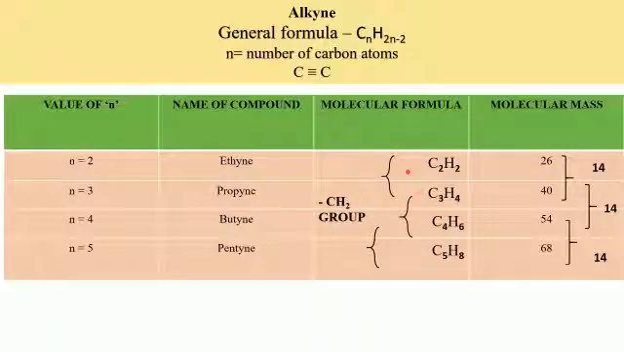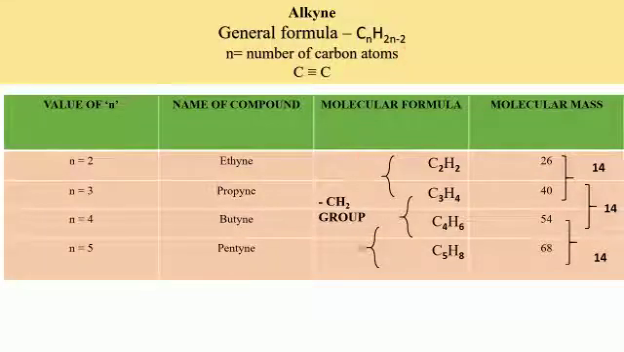Here also you will find that every member, that is any 2 consecutive members, will differ by a CH2 group, and the molecular mass of any 2 consecutive members will differ by 14. So this is observed in case of any homologous series. This is a homologous series for alkyne because it has got the same general formula CnH2n-2.